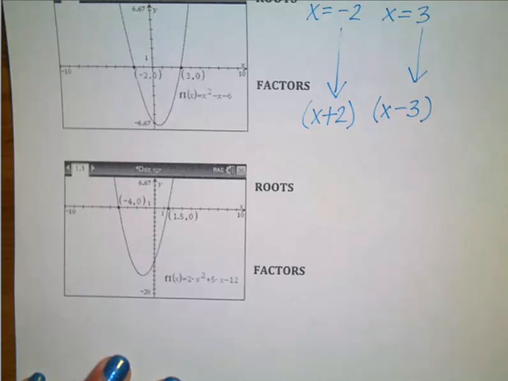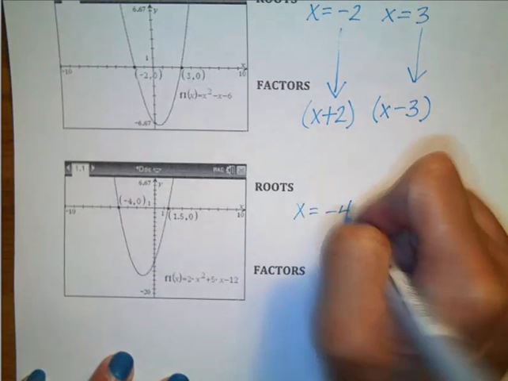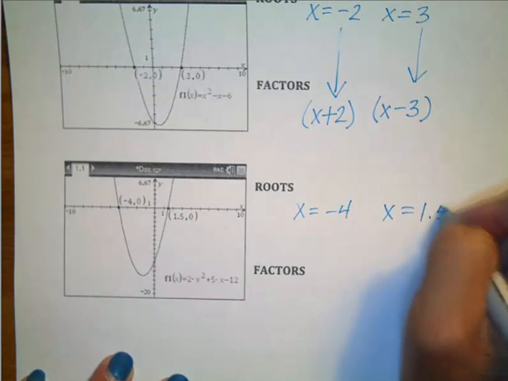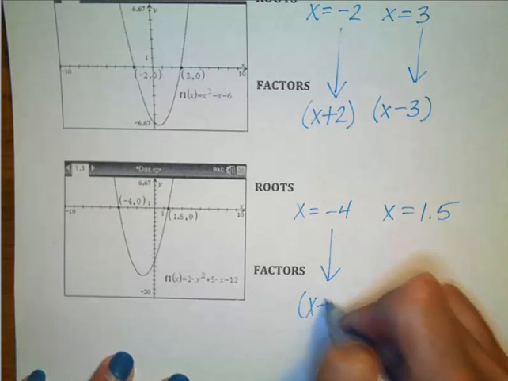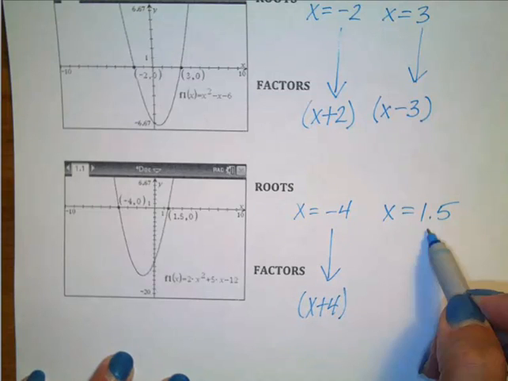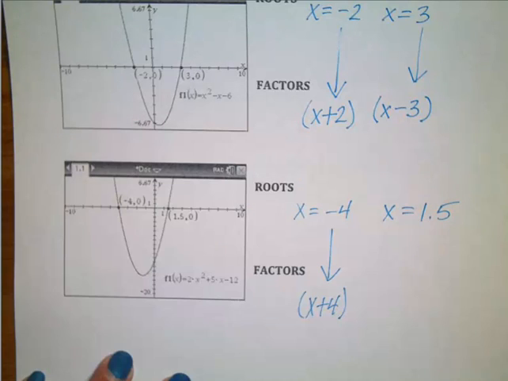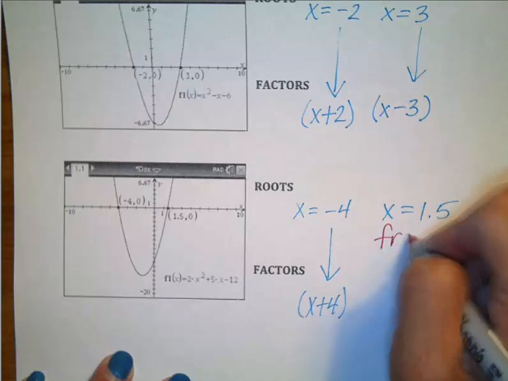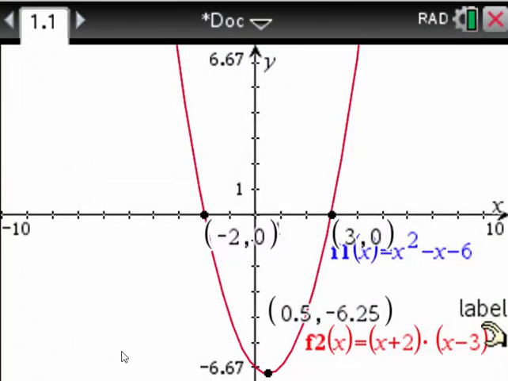So the second example is a little bit more difficult. We see that our roots are x equals -4 and x equals 1.5. -4 is pretty easy. It becomes x plus 4. But 1.5 is not so easy. So the first thing you're going to want to do is turn it into a fraction. If you're not sure how to do that, we're going to pull up our calculator.